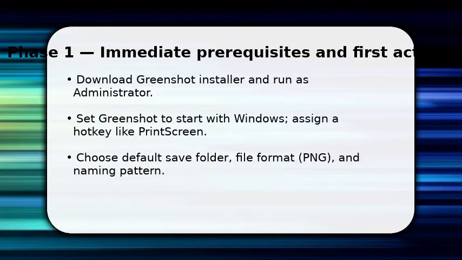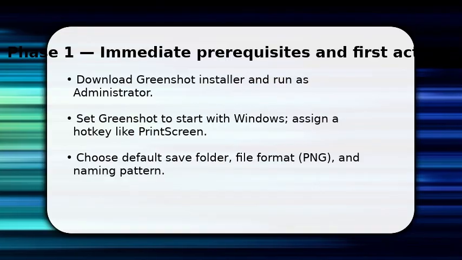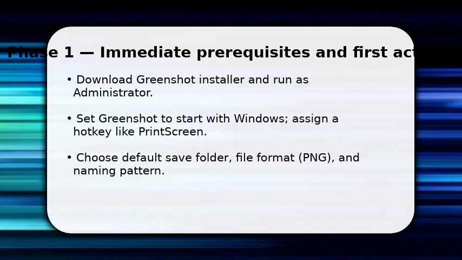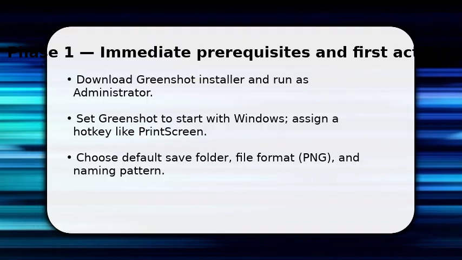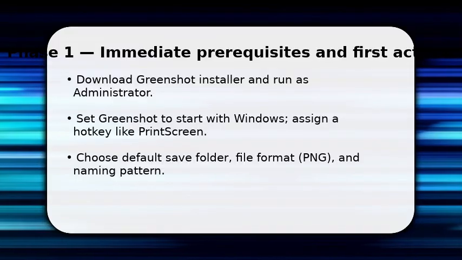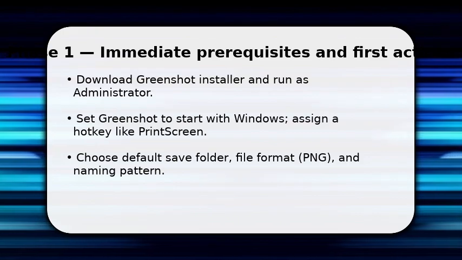You start by getting Greenshot installed and ready. Run the installer as administrator so shortcuts and startup options work reliably. Once installed, open Preferences and make Greenshot start with Windows so it's always available. Make sure to assign a convenient hotkey; Print Screen replaces the Snipping Tool instantly. Also pick a default save folder and file type, for example PNG, so your captures go where you expect. This reduces friction when you need a quick screenshot.